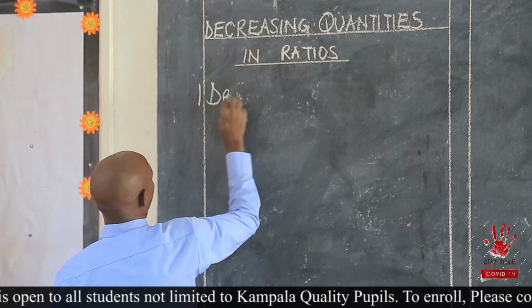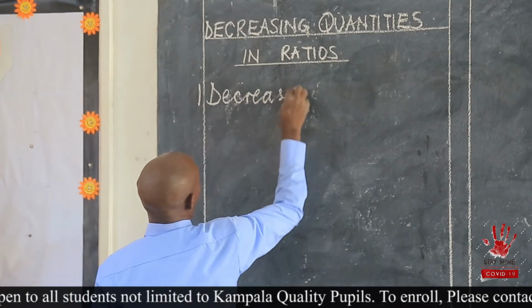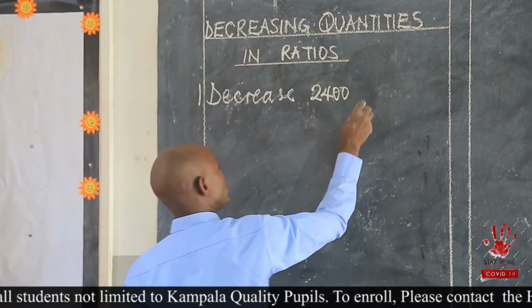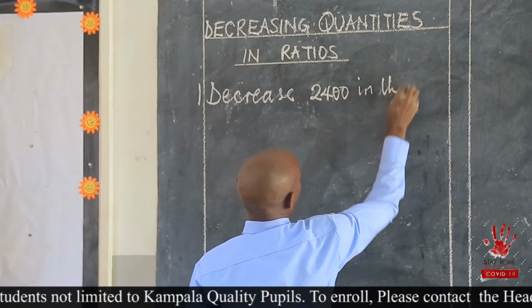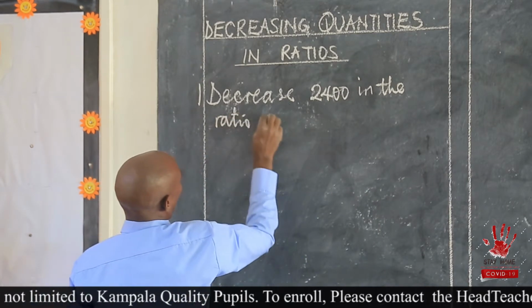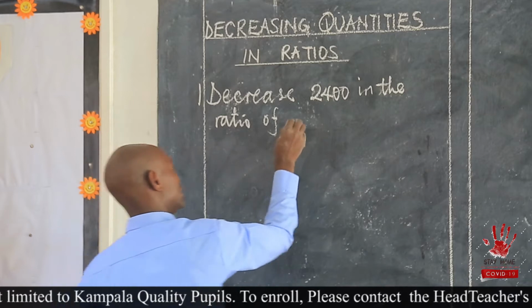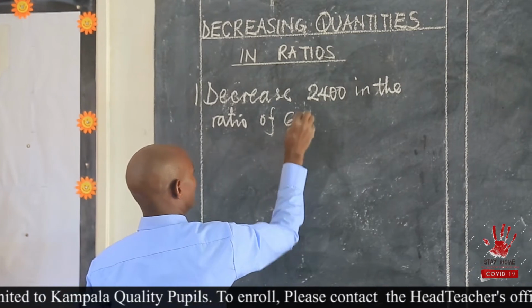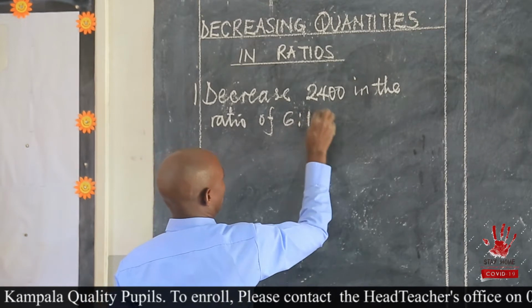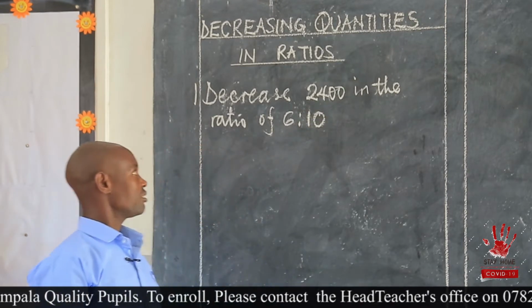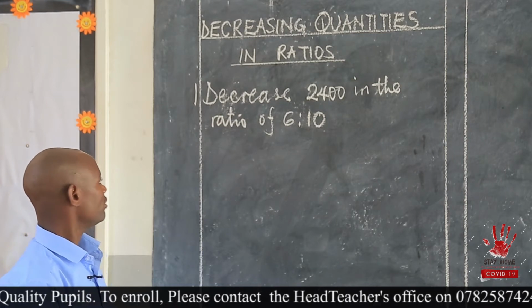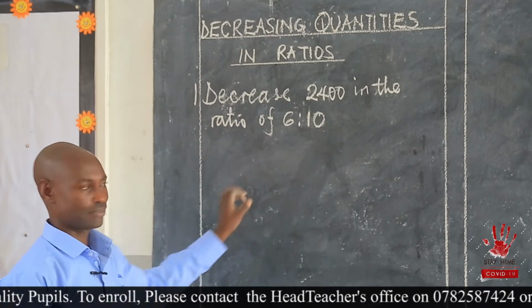We are to decrease 2,400 in the ratio of 6 to 10. We are decreasing 2,400 in the ratio of 6 to 10.